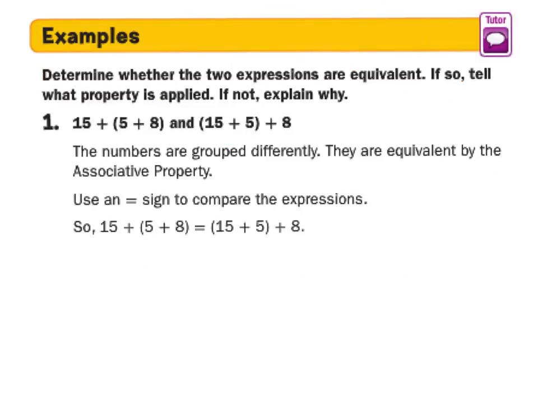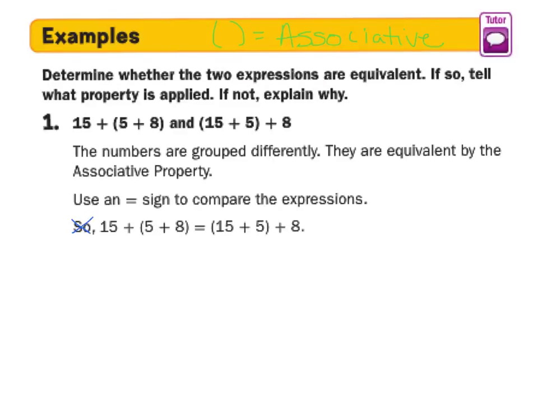So in the examples here, they would like us to determine whether the two expressions are equivalent. If so, tell which property is applied, and if not, tell why. So let's start here with this one. Noticing that I'm seeing parentheses, that's a big clue to me that parentheses is usually about the associative property. So let's see if it holds true. Let's rewrite it down here, or just use this final illustration here.